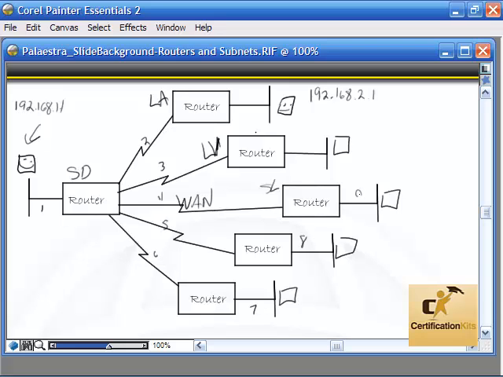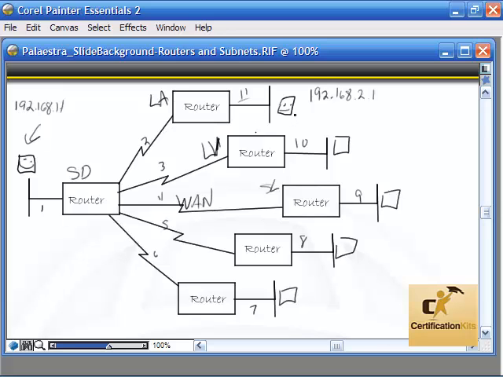Now, for routers to be able to route every different broadcast domain, there's 1, 2, 3, 4, 5, 6, 7, 8, 9, 10, 11. There's 11 broadcast domains altogether in this scenario. For a router to be able to route, every broadcast domain has to have a unique ID, a unique network or subnet address.